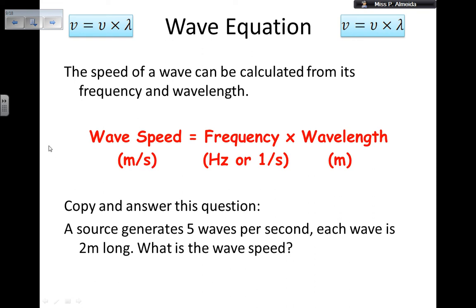Okay, so for example, let's try this exercise. A source generates 5 waves per second. Each wave is 2 meters long. What is the wave speed? So frequency is 5, wavelength is 2. The formula says that I need to multiply frequency by wavelength. So I do 5 times 2 and I get 10. And to get full marks, I need to write the units, meters per second. Okay?